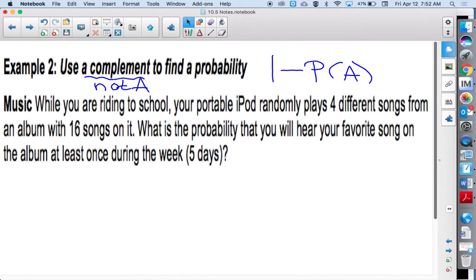So while you're riding to school, your smart device plays 4 different songs from an album that has 16 songs in it.